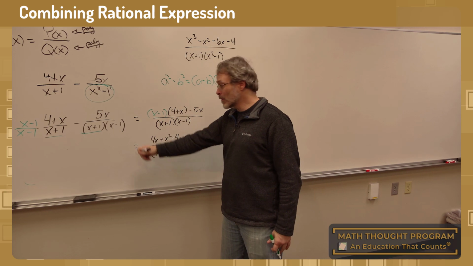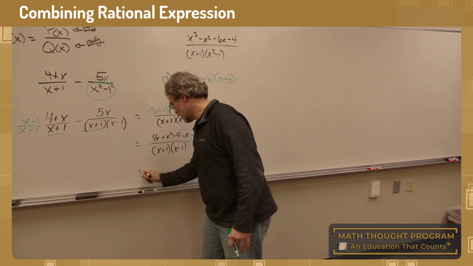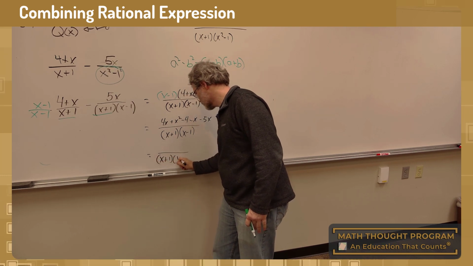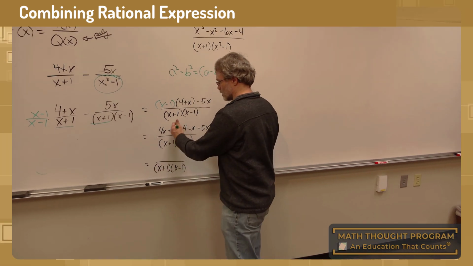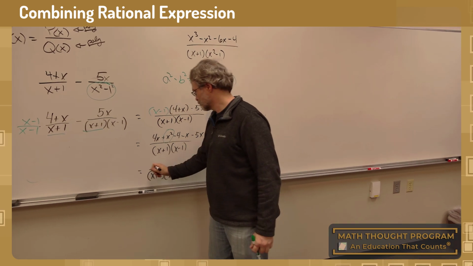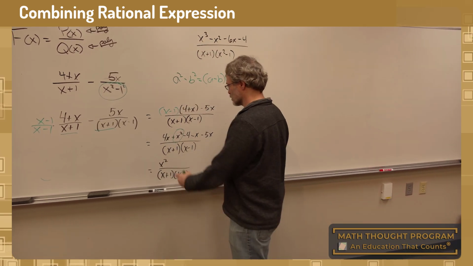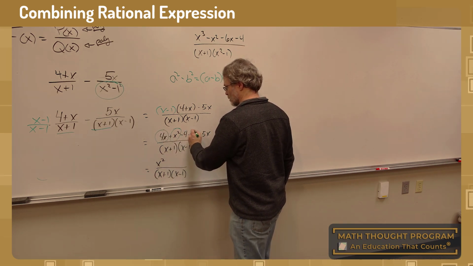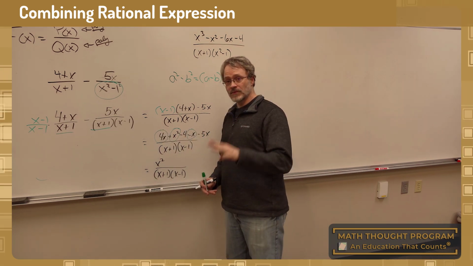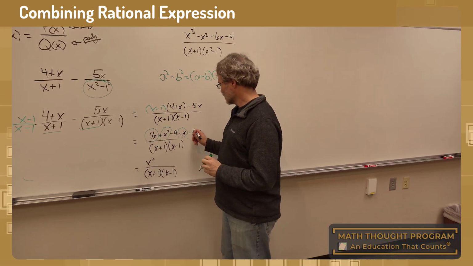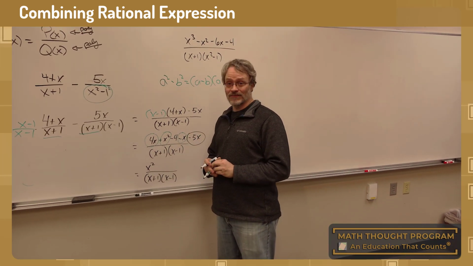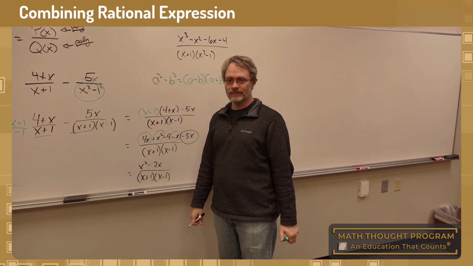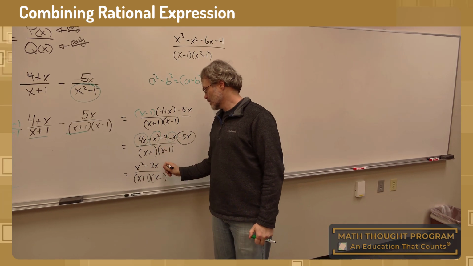Start collecting all my like terms, and what I'll have here is an x squared. I have a 4x. I have a minus x, giving me 3 of them. But then I'm going to subtract off 5 of them, minus 2x, minus 4.